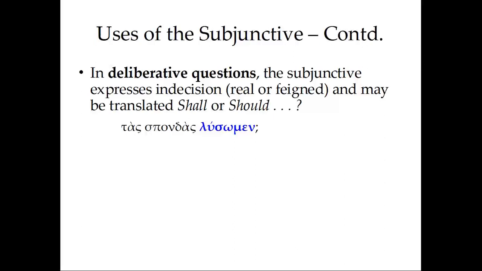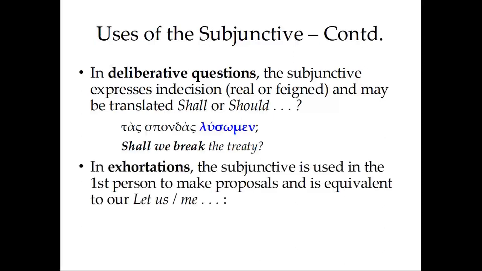And the sigma at the end of the luō stem tells us that this is an aorist subjunctive. And again, this is a question, obviously, because we see the semicolon-like mark at the end. So a good way to translate this would be, shall we break the treaty? And this is the aorist aspect, so we're talking about a one-time, quick, final sort of action. We're not drawing attention to the process of breaking the treaty. Treaties can be broken very easily, very quickly by single moves, so it makes sense to use the aorist here. So this is an instance of the deliberative subjunctive, the subjunctive as used in a deliberative question. Shall we break the treaty?